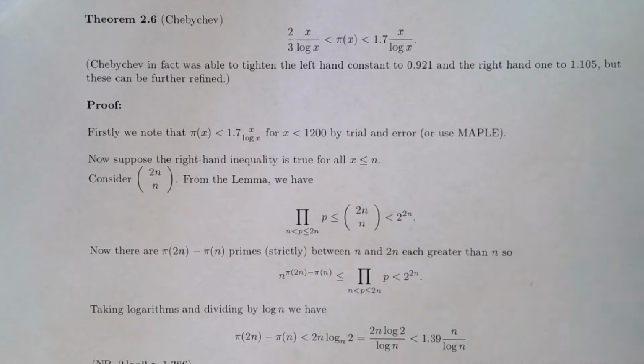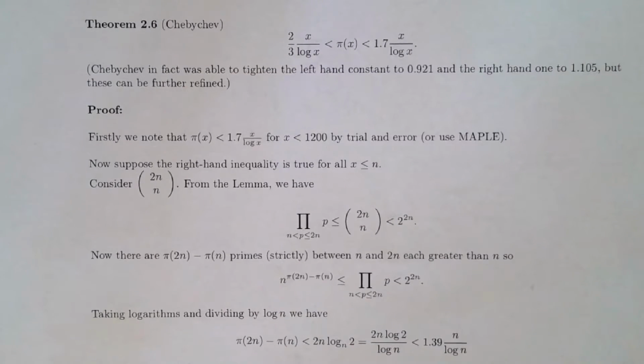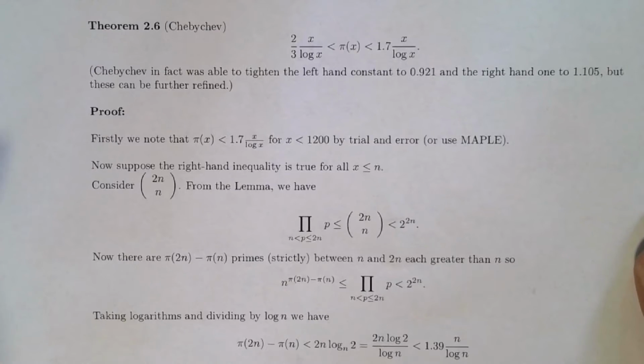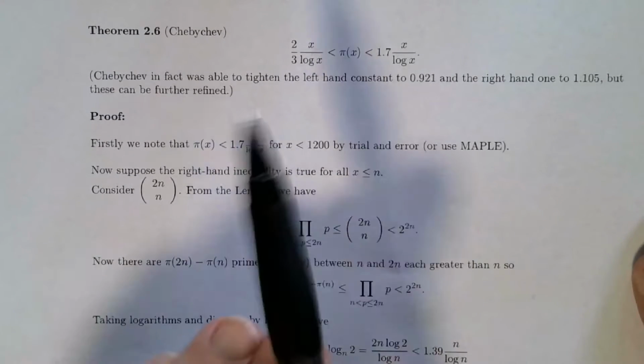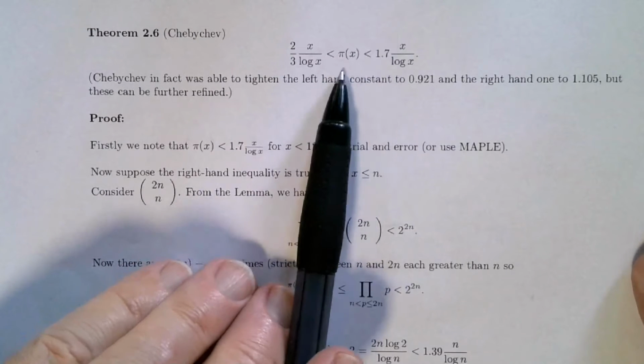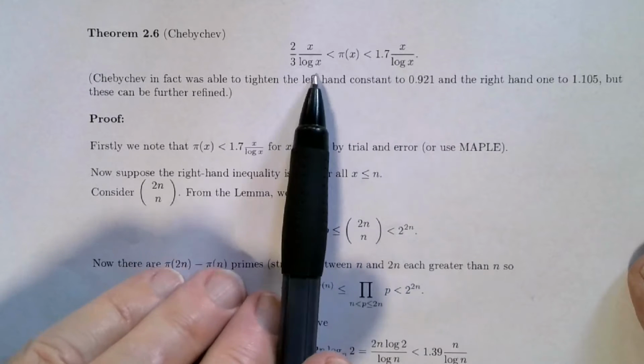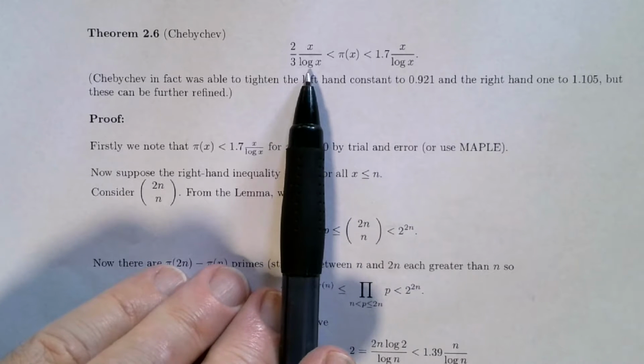Okay, well, welcome to this. This is the final video for chapter 2, and it's fairly technical. If you're not interested in the really technical stuff, you might skip this one and move on to the next chapter. But I wanted to show you these bounds on pi of x that were obtained, or similar ones were obtained, by Chebychev back in the 1800s.